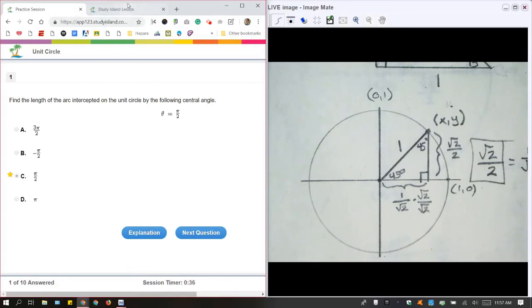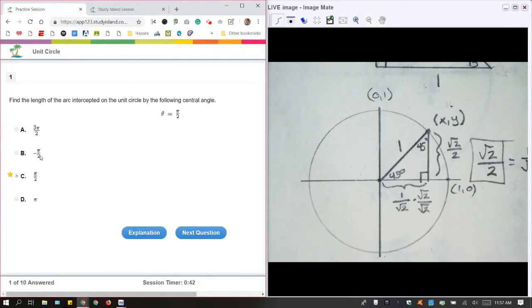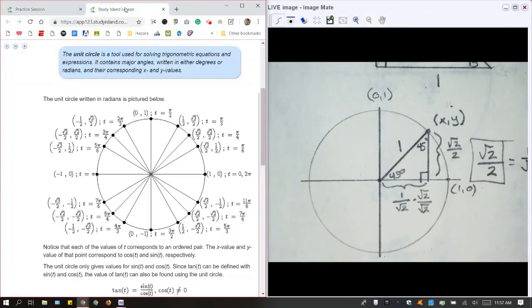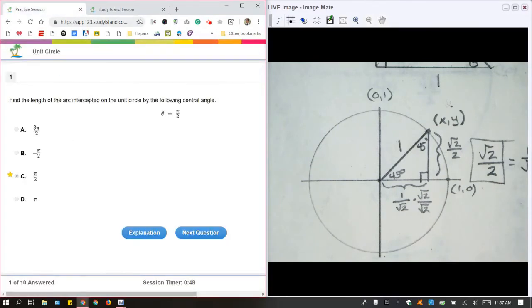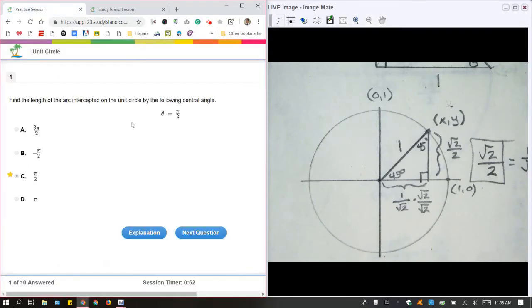3 pi over 2 would not be, if you looked at 3 pi over 2, where's 3 pi over 2? That's at the bottom down here. If you had negative pi over 2, that would just be going the opposite direction. So that'd be down there also. And then pi would be halfway around all the way. So that's not going to be the same either.